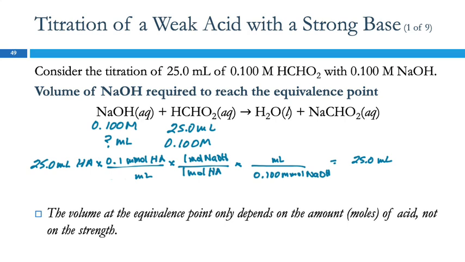Okay, so the volume at the equivalence point only depends on the amount of acid, the moles of acid, not on its strength. So this is a weak acid. It's not going to ionize completely. That does not come into the calculation of an endpoint. Okay.